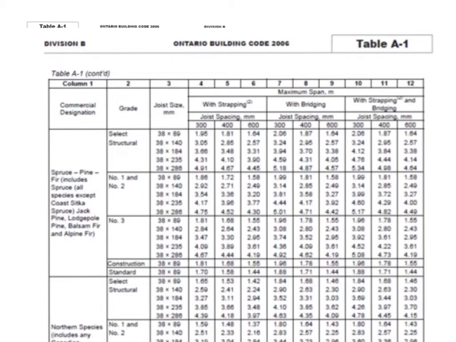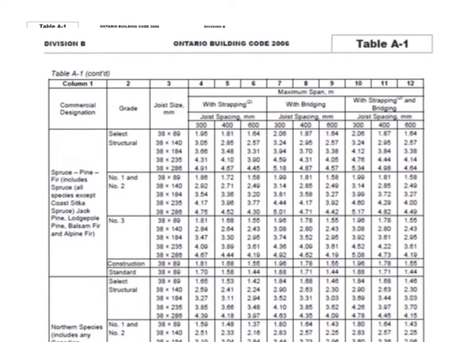Next we've got joist size, and that's given in millimeters because we're in Canada. All the OBC is generally done in metric. To convert that over to inches, the 38 by 89 is a 2 by 4, 38 by 140 is a 2 by 6, 38 by 184 is a 2 by 8, 38 by 235 is a 2 by 10, and 38 by 286 is a 2 by 12.